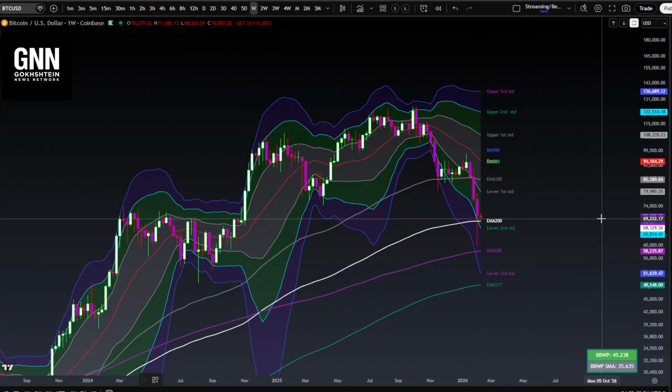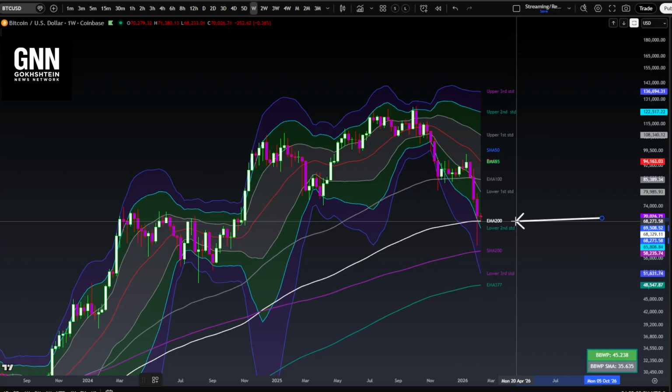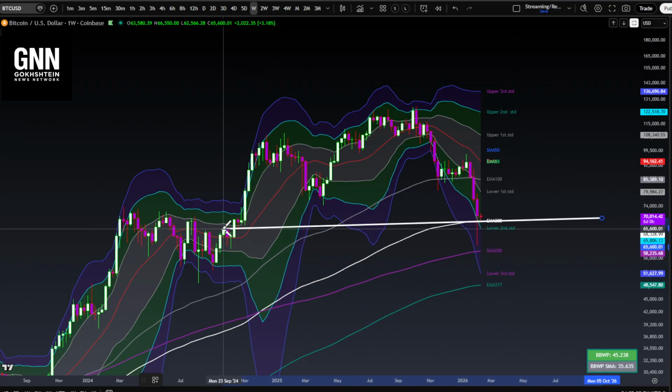Bitcoin still hanging out, at least on the close here, and even a nice little retest of this 200 period exponential moving average right around $68,000. And we do have a little bit more movement to the downside for the lower second standard deviation of the Bollinger Band set here to around $65,000 to $66,000, which of course is this high right here.